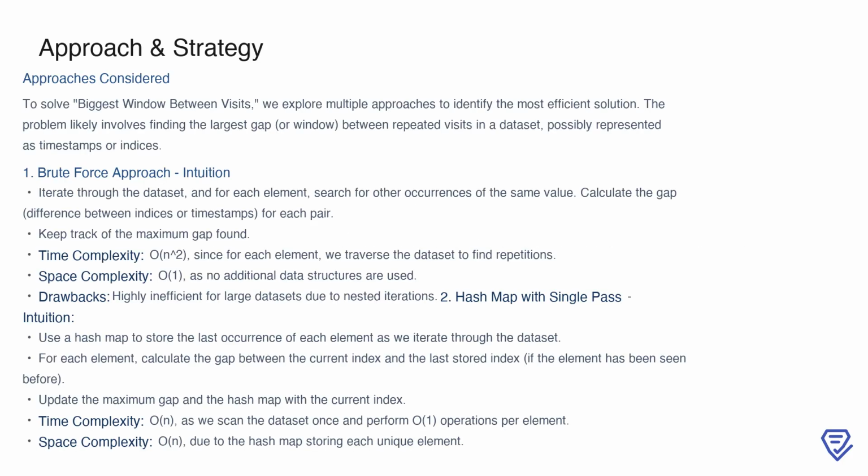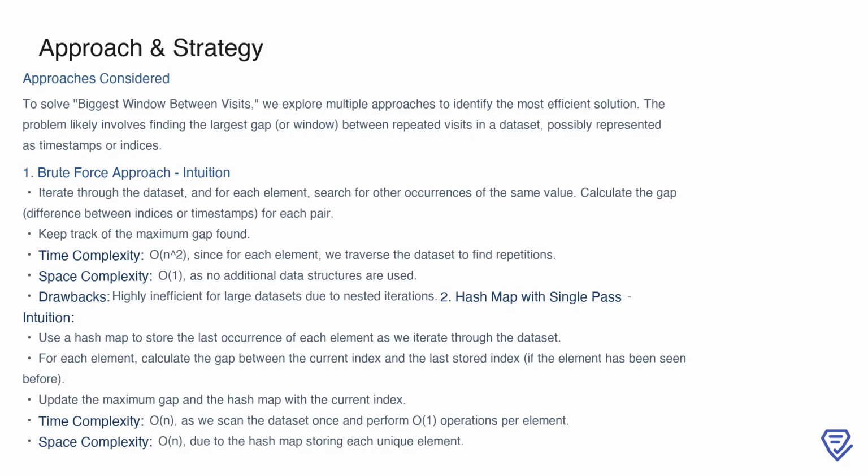To solve the problem of identifying the biggest window between repeated visits, we explored multiple approaches to find the most efficient solution. The first option is the brute force approach, where we iterate through the dataset and, for each element, search for other occurrences of the same value. Each time we find a match, we calculate the gap between their indices or timestamps and track the maximum gap encountered. However, this method has a time complexity of n squared, as it involves nested iterations, making it highly inefficient for large datasets. Its only advantage is that it requires no additional memory, with a space complexity of 1.